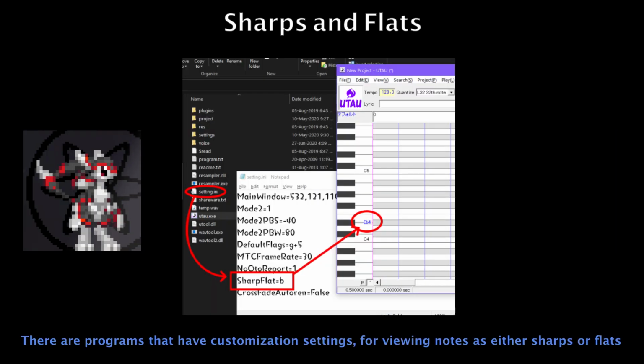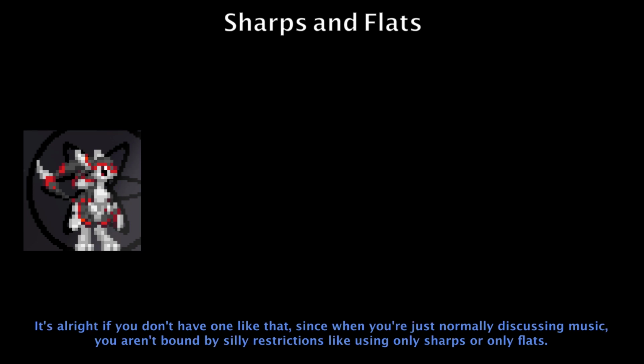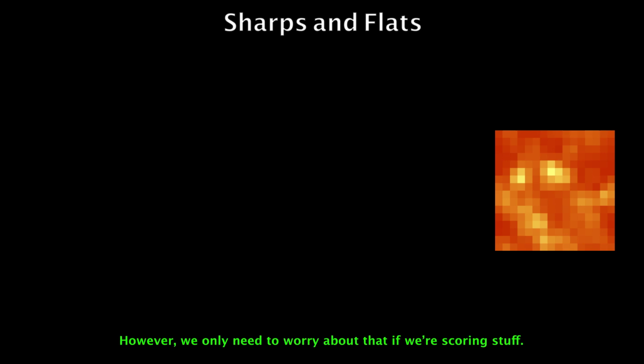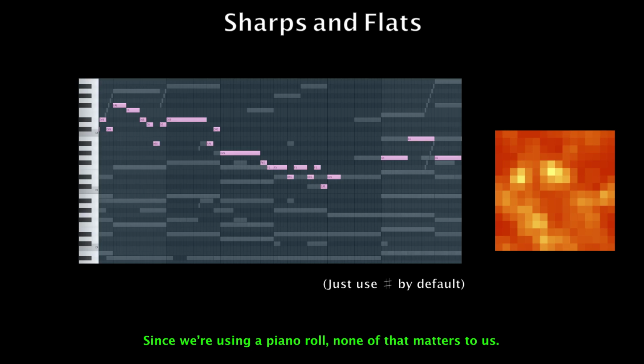There are programs that have customization settings for viewing notes as either sharps or flats. It's alright if you don't have one like that, since when you're just normally discussing music, you aren't bound by silly restrictions like using only sharps or only flats. Whether to use a sharp or a flat to write down a note depends on context. However, we only need to worry about that if we're scoring stuff. Since we're using a piano roll, none of that matters to us.